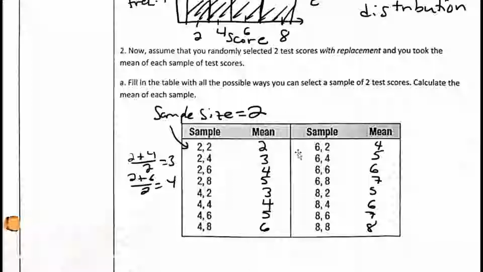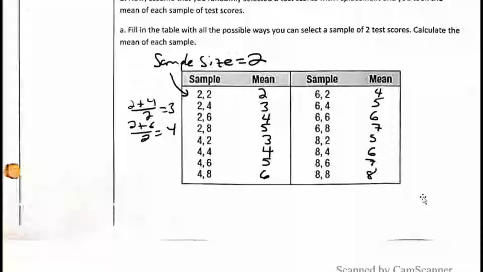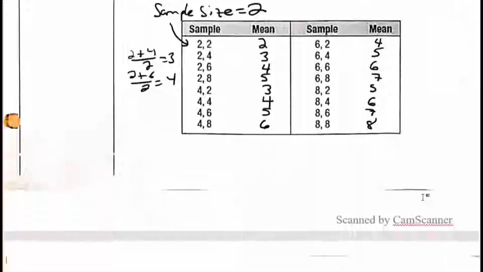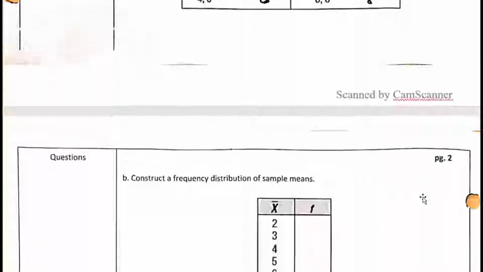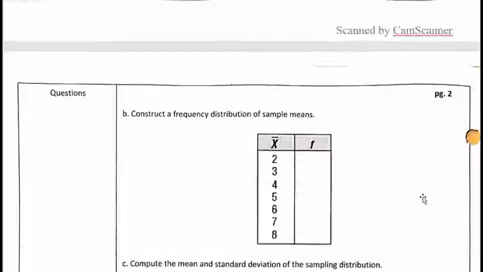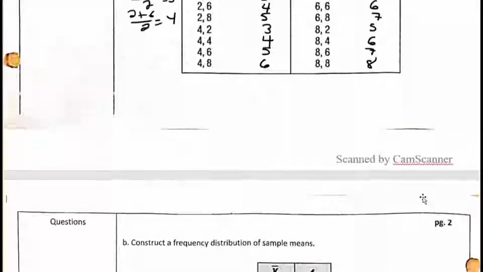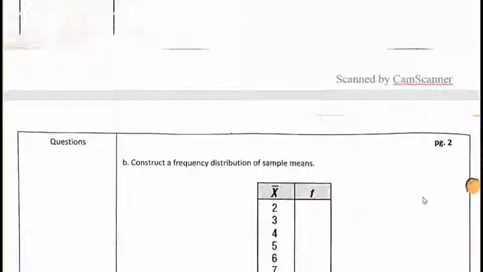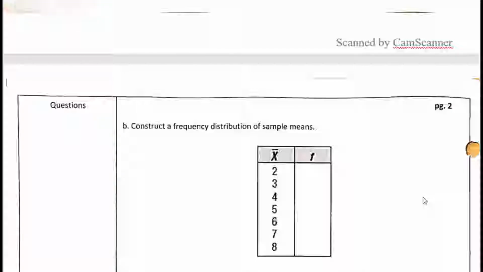So then what happens if we were to graph this on a histogram? So first, in order to do that, we are going to do a frequency histogram, or a frequency chart, and then do the histogram. So we're going to construct a frequency distribution of the sample means. So like, how many 2s do we have? Well, if you look at here, we have, 1, 2, and that's about it. There's only 1, 2. So frequency here is 1.